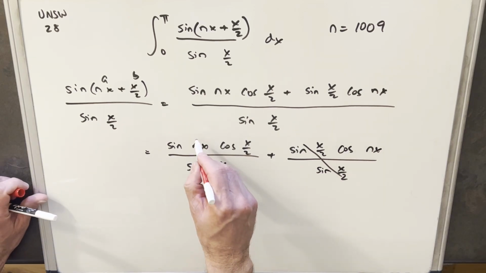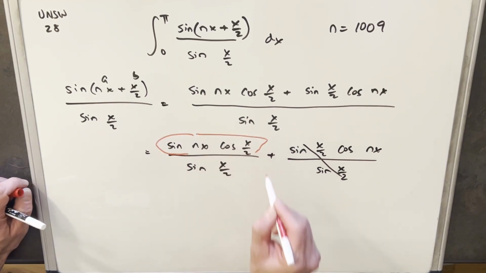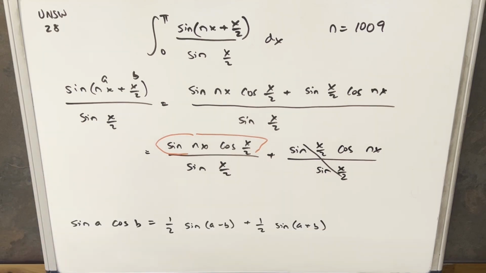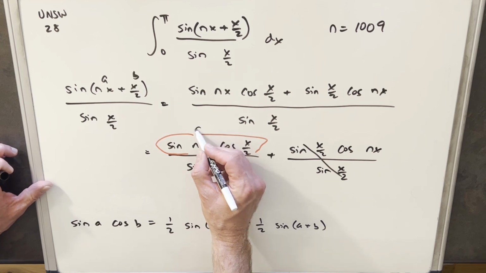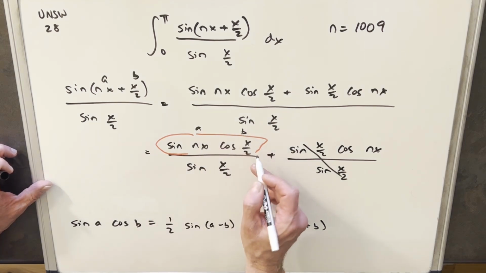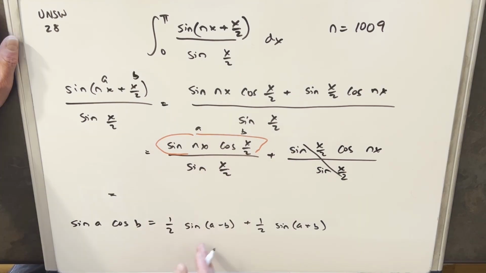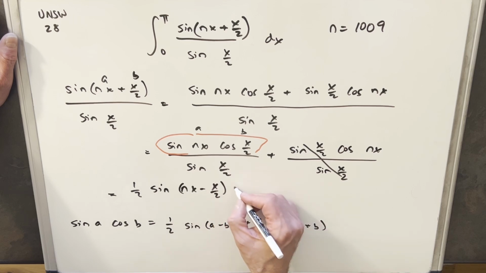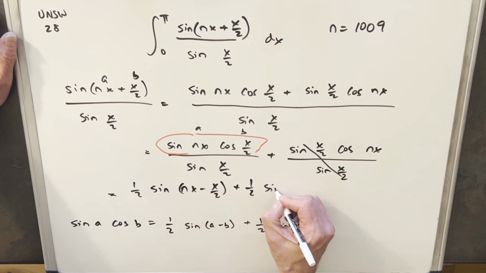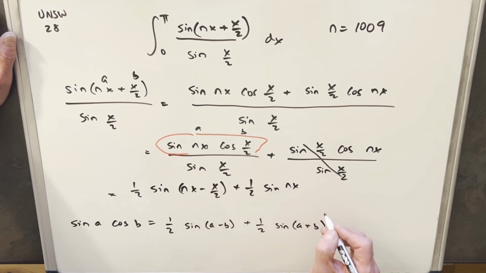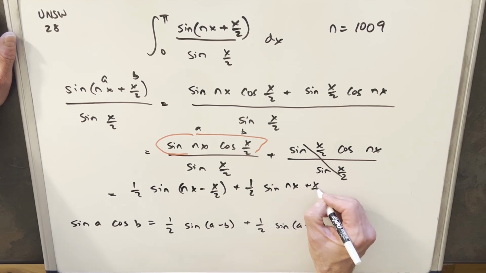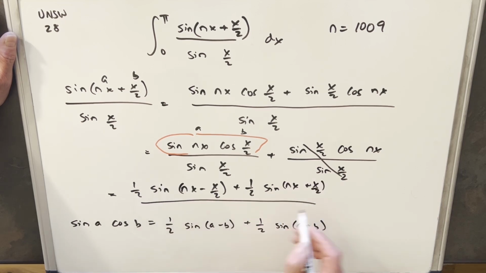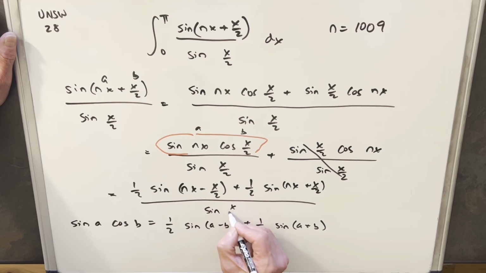Next, what I want to do is just focus on this numerator right here and see if we can simplify that a little bit. What I'm going to do is use this different angle formula that we have here, where in this case our a is going to be nx and our b is going to be x over 2. So using this, we're going to have half sine of nx minus x over 2, and then plus half sine of nx plus x over 2. And this is all going to be over our sine x over 2.